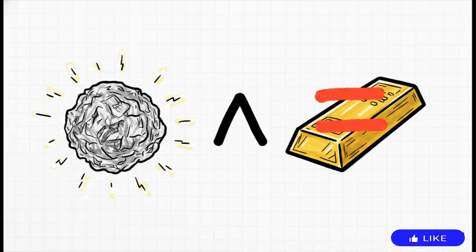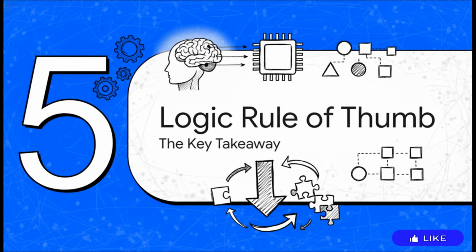And to really hammer it home, just think of a piece of aluminum foil. Does it glitter? Yep. Is it gold? Absolutely not. Aluminum is the perfect example of an X that makes our formula true. It exists, it glitters, and it's not gold. The logic works perfectly.